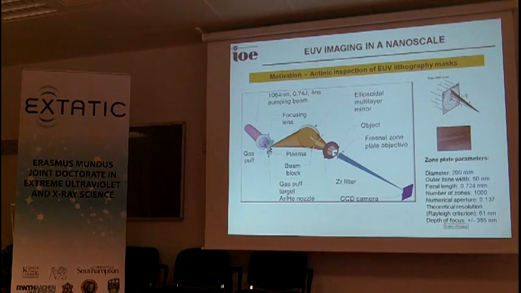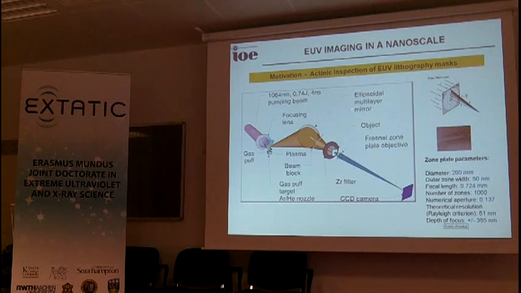Okay, so now I would like to skip to another application of our source, EUV imaging in nanoscale. The basic motivation was actinic inspection of EUV lithography masks. But because I'm rather skeptical about EUV lithography, finally we also found different areas where this type of microscope or nanoscope can be used. Anyway, this is a schematic of it. So this is our source.